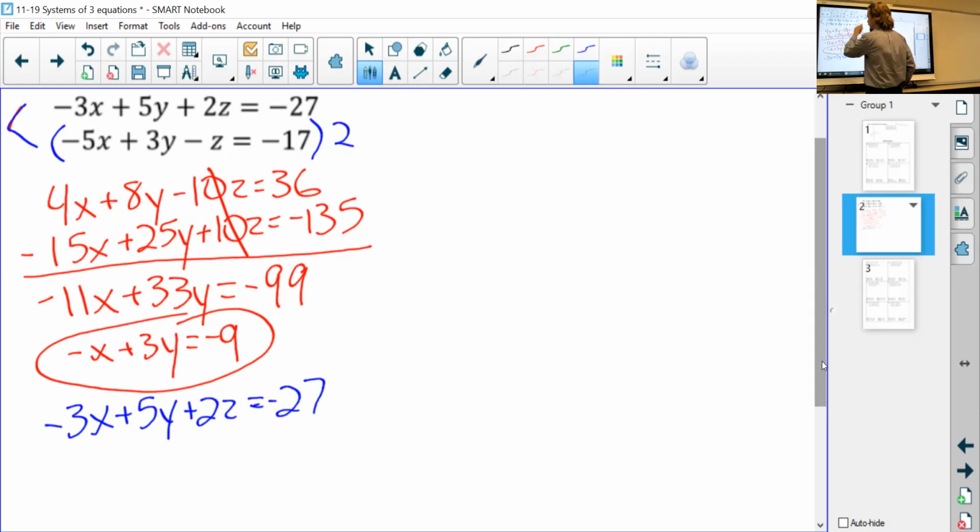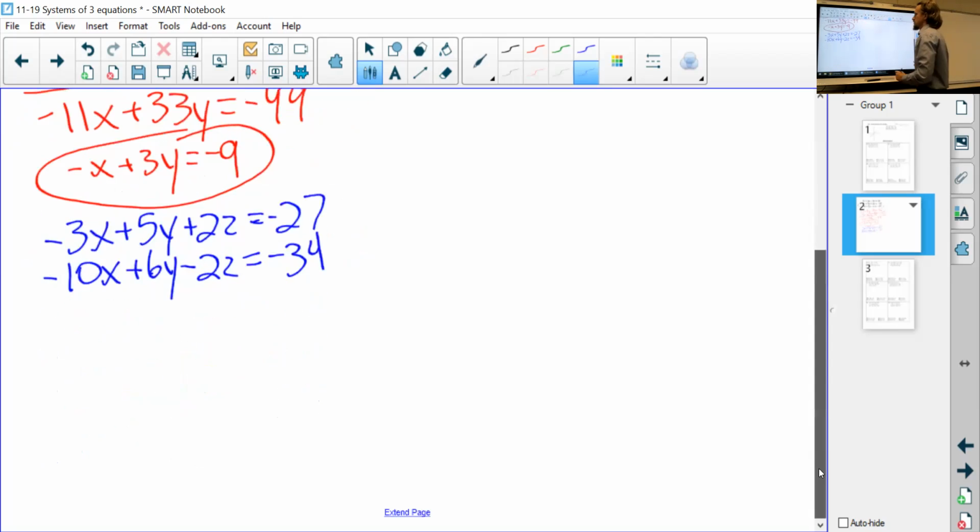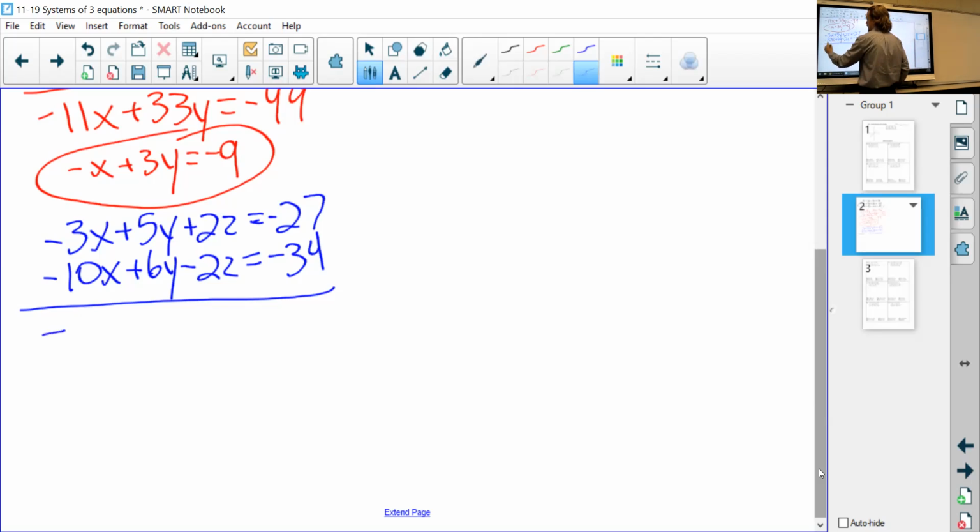-27. And then multiplying by 2, -10x plus 6y minus 2z equals -34. Okay. So I'm going to combine these 2 together. Make sure I got this right. Okay. -3x and -10x is -13x. 5y and 6y is 11y. The z's cancel out. 27 and 34 is 61. They're both negative. So it's going to be -61.